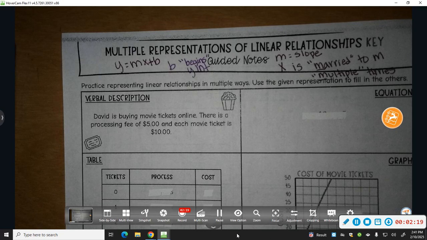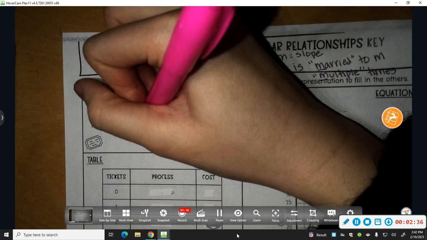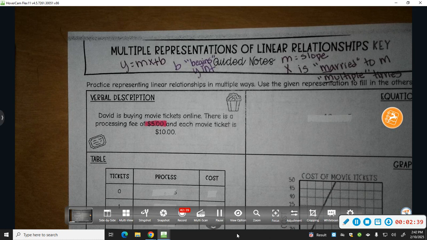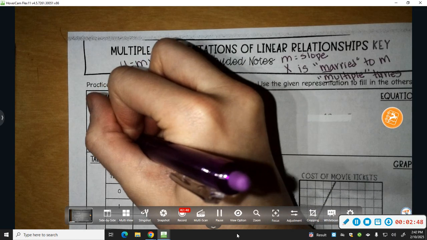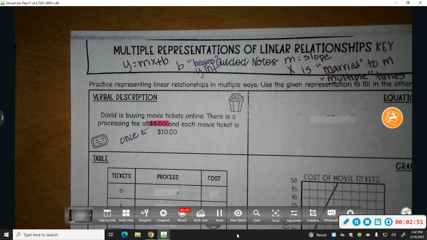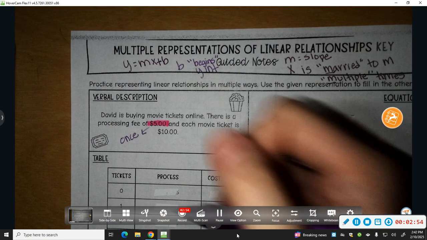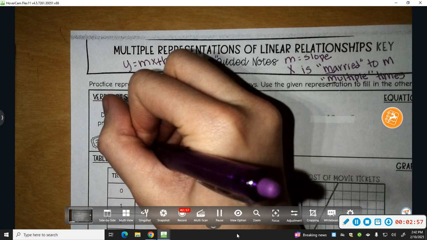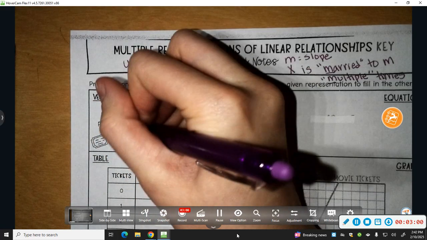Okay, so let's look at this first one. The verbal description says that David is buying movie tickets online. There's a processing fee of $5, and each movie ticket is $10. Whenever you purchase something online, they might attach a fee because you used online instead of going in person. They start out with a $5 fee. That's only going to happen one time. He can order multiple tickets, but the fee is only going to attach one time for the one time he used it online. No matter how many tickets he buys, he's going to have to pay that fee. So this is also my B, because it's where it begins.